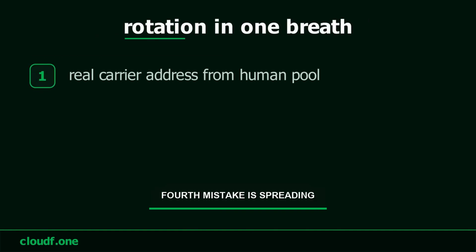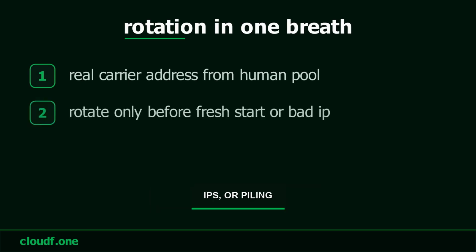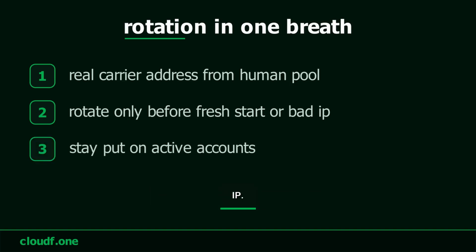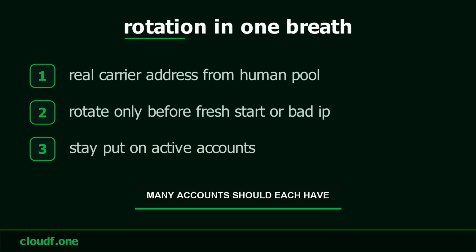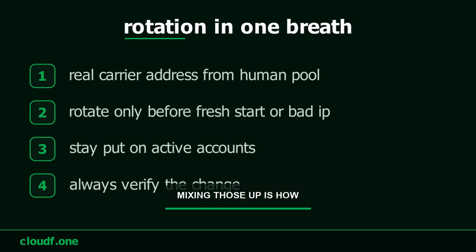The fourth mistake is spreading one account across many IPs or piling many accounts onto one IP. Both link things that should stay separate. One account should live on one stable IP. Many accounts should each have their own device and their own IP. Mixing those up is how platforms connect accounts you wanted kept apart.